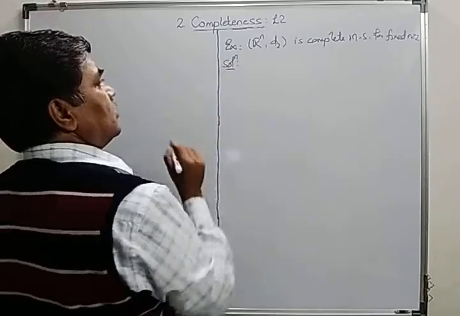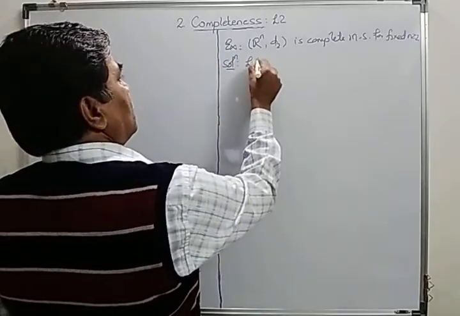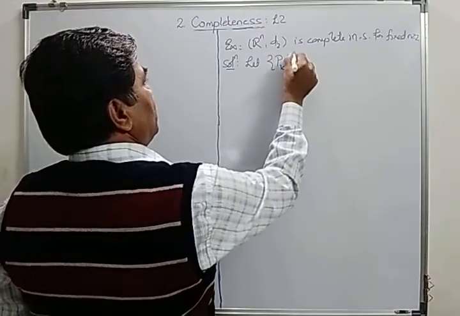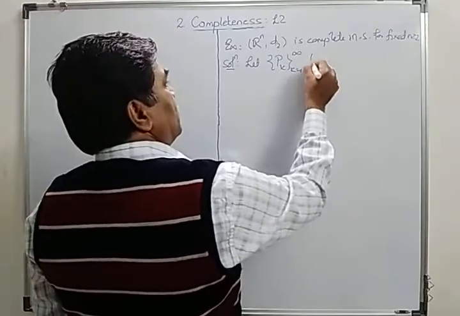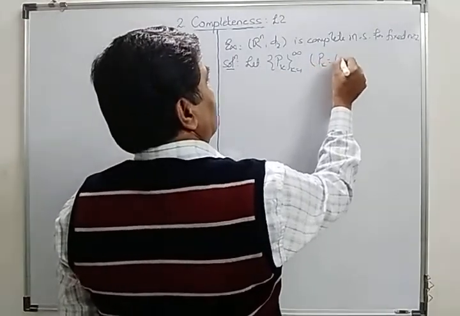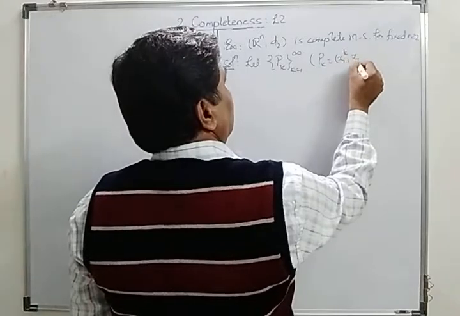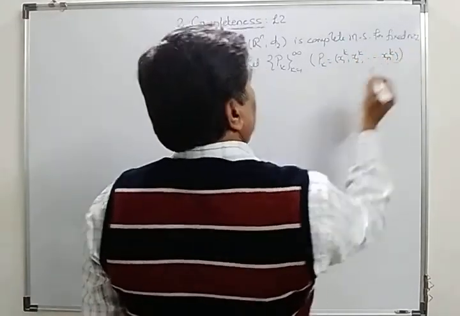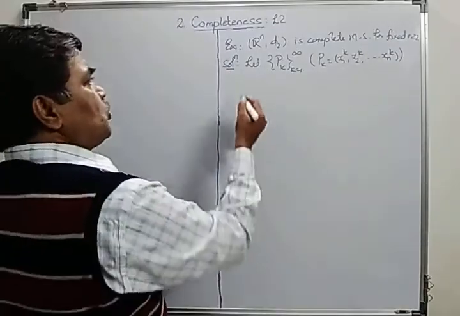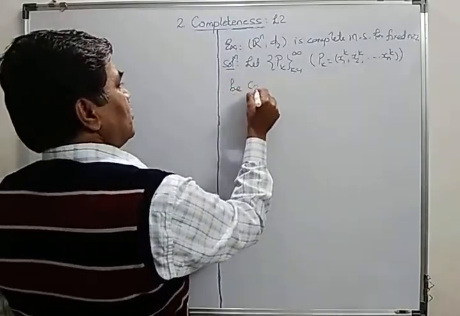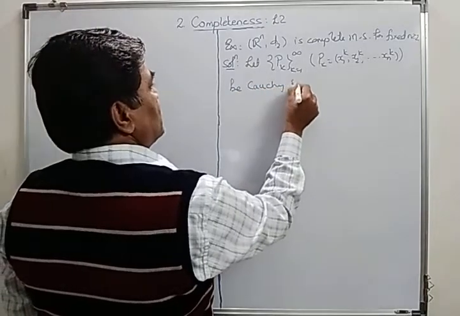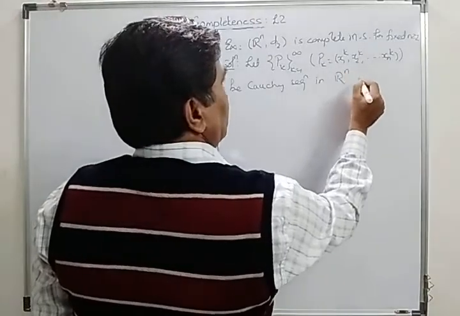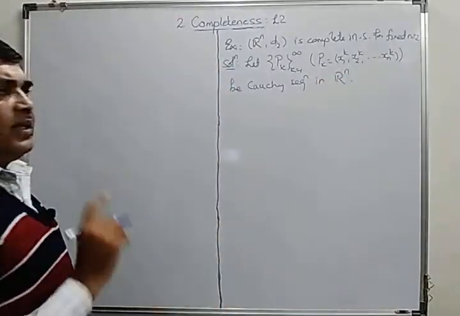Solution. Let Pk, k equal to 1 to infinity, where Pk is equal to say (x1k, x2k and so on xnk), be a Cauchy sequence in Rn. Here n is fixed.